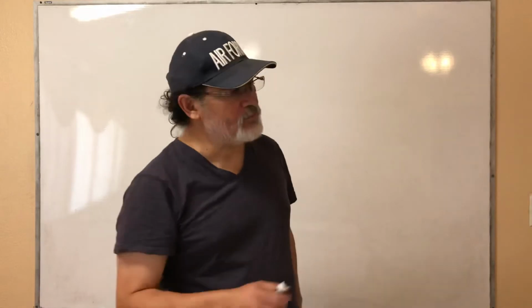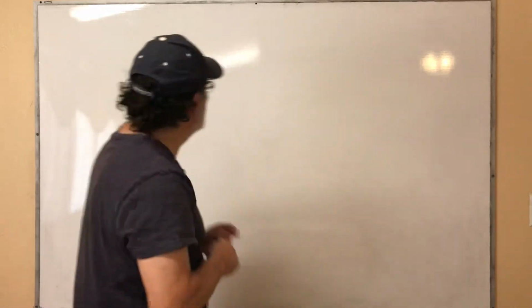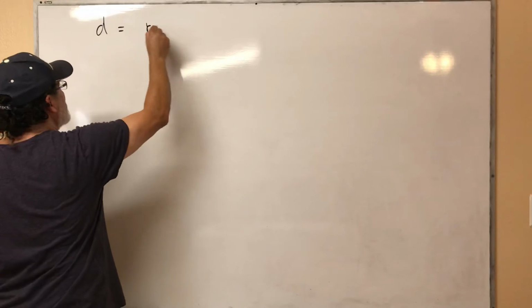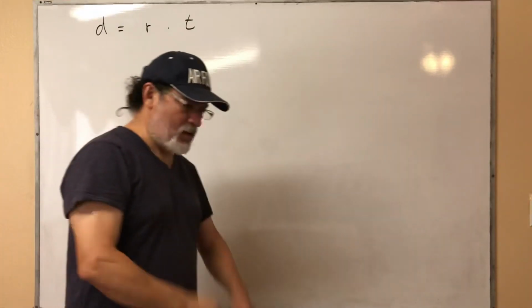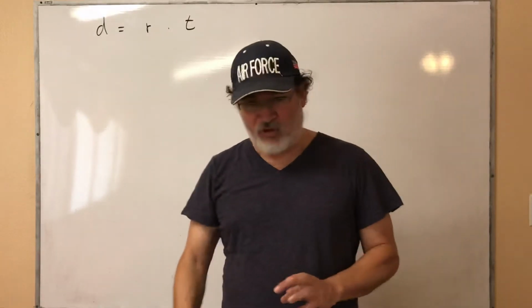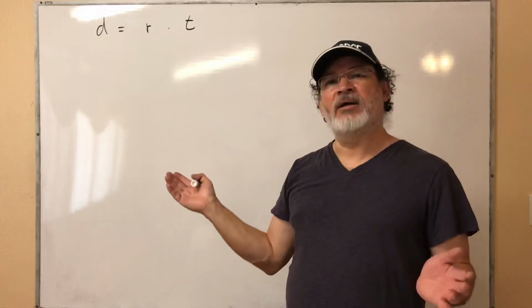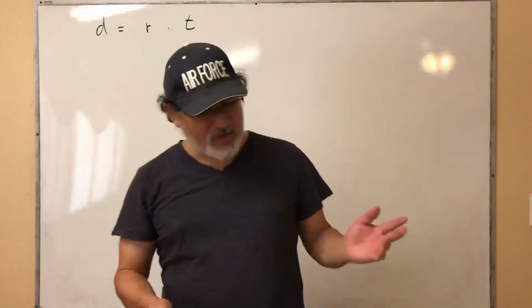Okay. So anytime you have a moving object, you can always use this formula: distance equals rate times time. So for a moving object, which is a boat, you can use this formula. Distance equals rate times time. And so this is what it says.